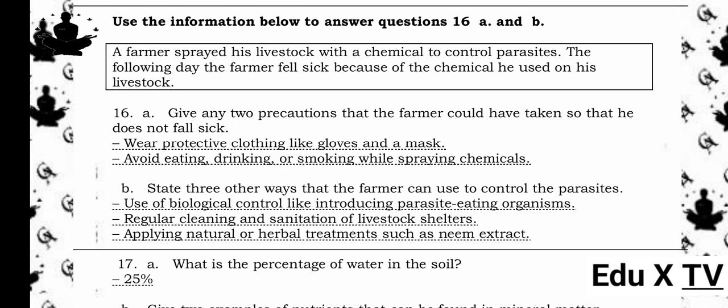B. State 3 other ways that the farmer can use to control the parasites. Use of biological control like introducing parasite-eating organisms. Regular cleaning and sanitation of livestock shelters. Applying natural or herbal treatments such as neem extract.